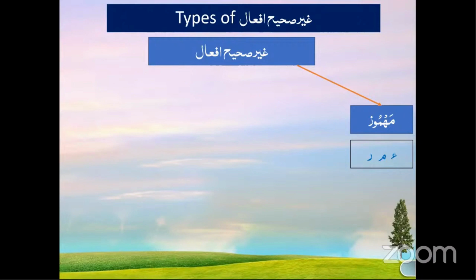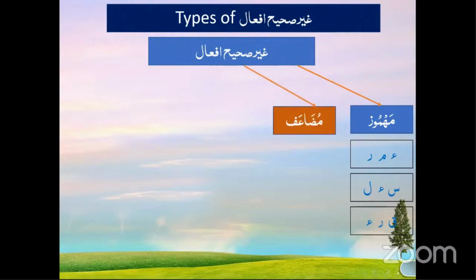Now, as soon as you think about Hamza, Hamza could be in the fa position, or in the ayn position, or in the lam position. Agree? So when we see it in the fa position, we say mahmuzul fa. When we see it in the ayn position, we say mahmuzul ayn. And when we see it in the lam position, we say mahmuzul lam. Agree? Okay, the second category is muda'af.